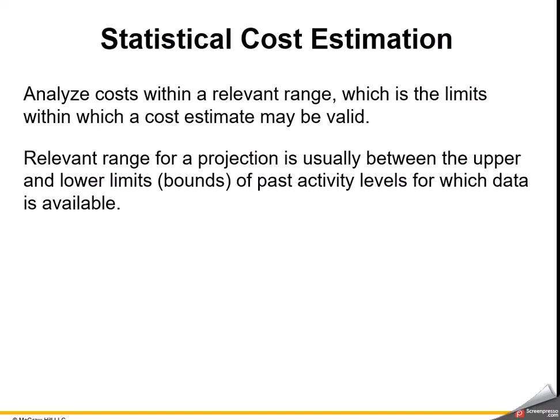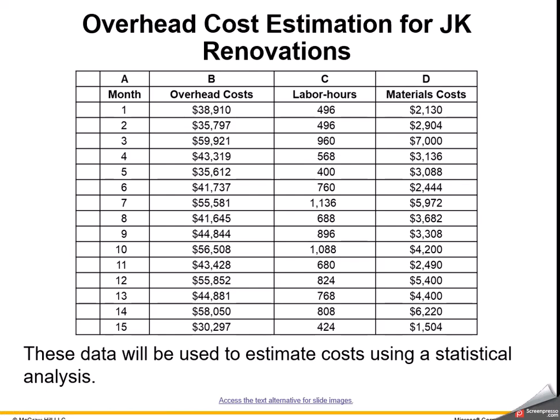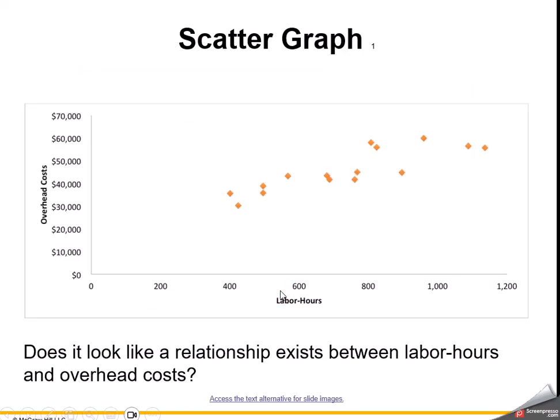Statistical cost estimation is where we're analyzing costs within that relevant range, and then we're going to come up with some upper and lower levels. It depends on which type of method we use. We'll use a high-low, or a regression analysis, depending on what we're looking at. If we're looking at a historical of the past 15 months and we have our overhead costs, our direct labor hours, those aren't dollars, but those are hours, and then our material costs, we can input that data into Excel.